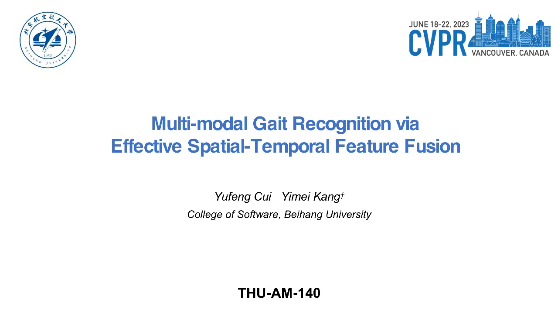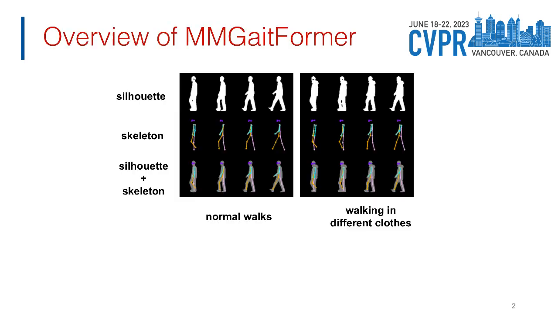Hello, everyone. Next, we will introduce our paper, Multi-modal Gait Recognition via Effective Spatial-Temporal Feature Fusion. The silhouettes and the skeletons are the two most popular gait representations. We could observe that the silhouette retains the external body shape information and omits some body structure clues, and the skeleton preserves the internal body structure information.